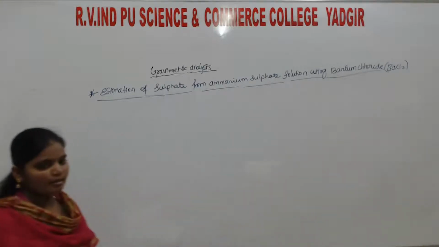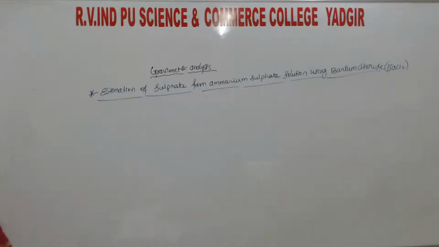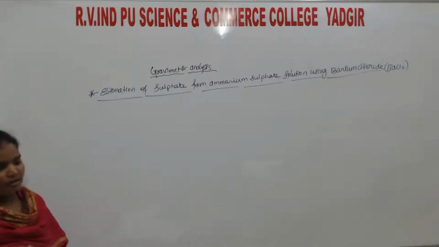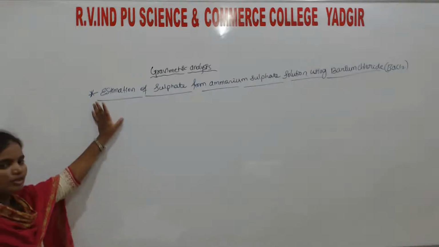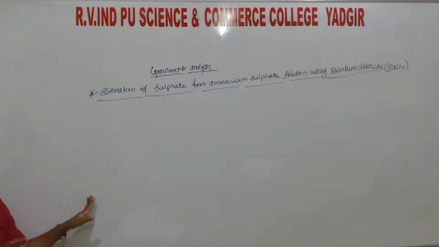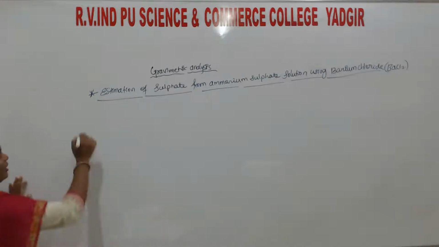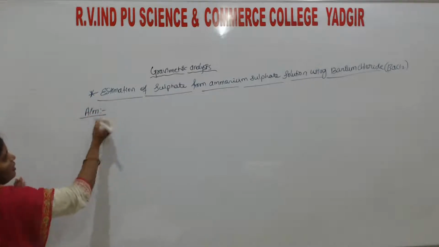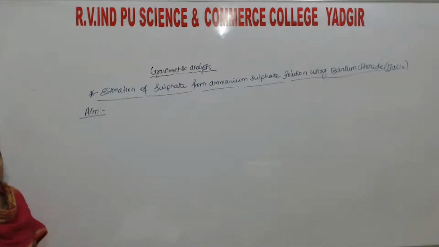Here, ammonium sulfate and barium chloride combine and the formation is barium sulfate. This is the title, and the aim is to estimate the amount of sulfate gravimetrically.